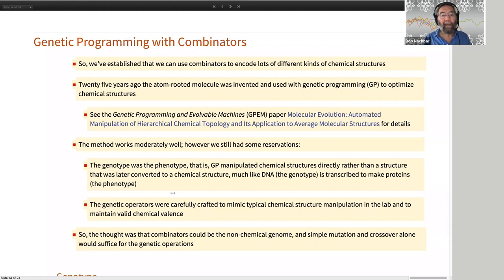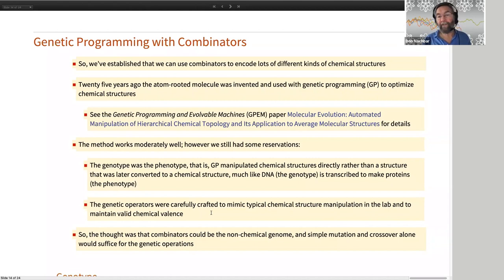And the genetic operators that we used for the atom-rooted molecules were very carefully crafted to mimic typical chemical structure manipulations: making a ring bigger, making it smaller, changing bond orders, oxidizing or reducing multiple bonds, and shifting atoms as we had seen before with a 1-2 shift.